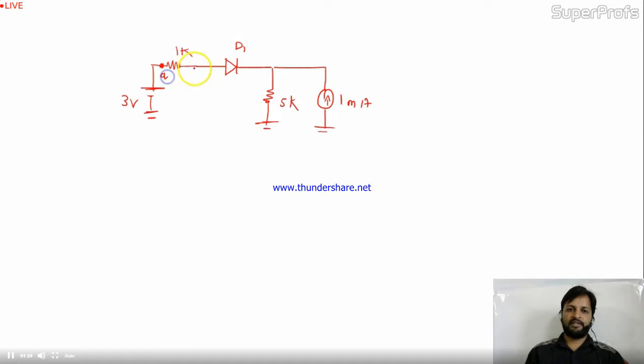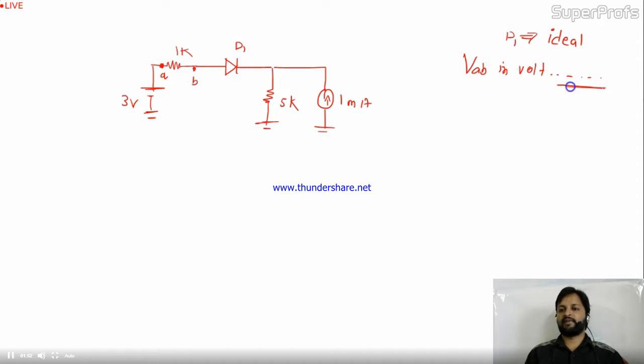2 points they have mentioned, A and B. And their question is, the diode D used in the circuit below is ideal. The diode D1, the condition given is ideal. It's an ideal diode, okay? The voltage drop VAB across the 1K resistor in volts is, your question is, you have to find VAB in volts. So this is a decimal type of question. You have to fill your answer over here, right?